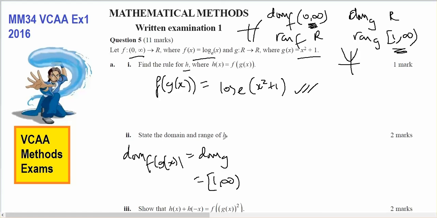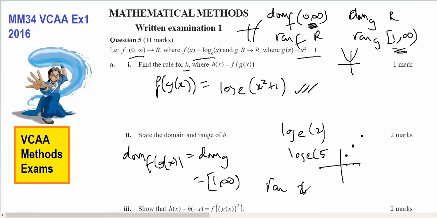And what will be the range of H? Well, if I put in 1, I'm going to get log base e of 2. When I put in a bigger number, say if I put in 2, I get log base e of 5. So my range is going to be, my lowest is going to be log base e of 2, and I'm going to go to infinity.